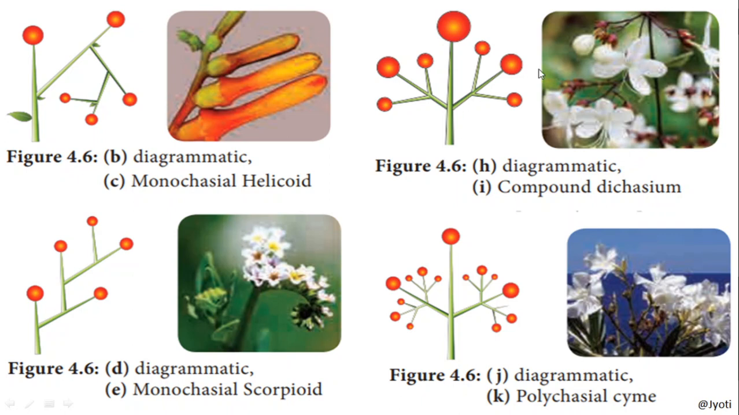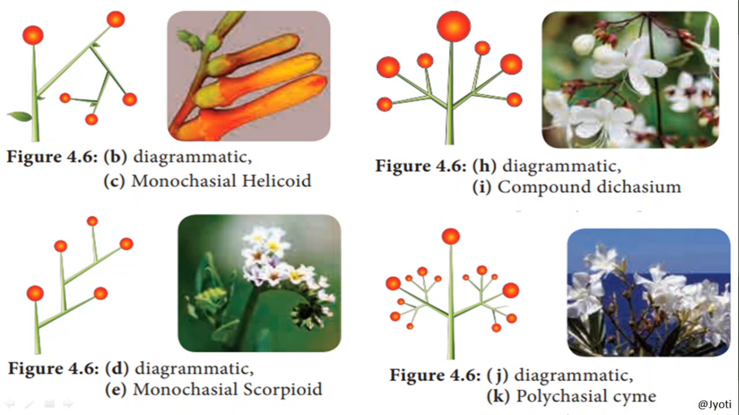Again you can see, on the branch, again on either side the flowers are developed. Then further they will be branched. In this way the flowers are very compactly arranged, and these flowers are arranged on either side of the peduncle. That's why it is called dichasial or biparous cyme.